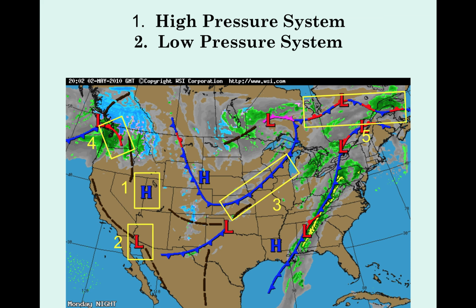So to start, in boxes 1 and 2, we have an H and an L. The H represents a high pressure system. We've talked about that before. And number 2 represents a low pressure system. As you may remember, a high pressure system represents sunny, good weather, not a lot of clouds. A low pressure system tends to represent storms.